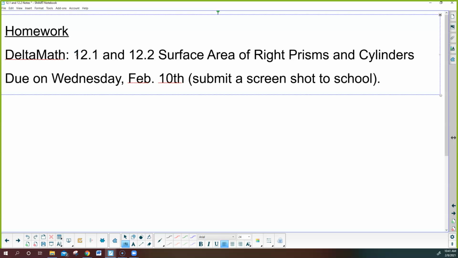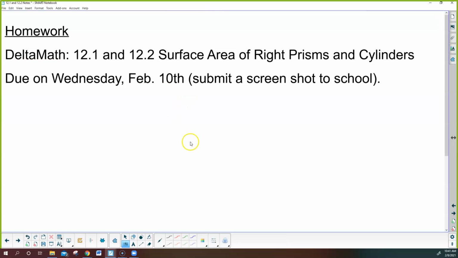Okay, so here's what we got, just so you know what's coming up. Tonight's homework is on Delta Math, 12.1 and 12.2, surface area of right prisms and cylinders. The formulas, if you want to use them, are available in the notes. As soon as I get done with class, I'll post them. And then on Wednesday, this is due. It's a little bit of a longer assignment, so you're going to work on it today, maybe tomorrow, Wednesday, and then submit it. I will be available for help in my office hours from 1 to 2 today. So if anybody has any questions, please stop in and see me, and we can work through anything else. Remember, we only have a couple weeks left before the trimester ends.